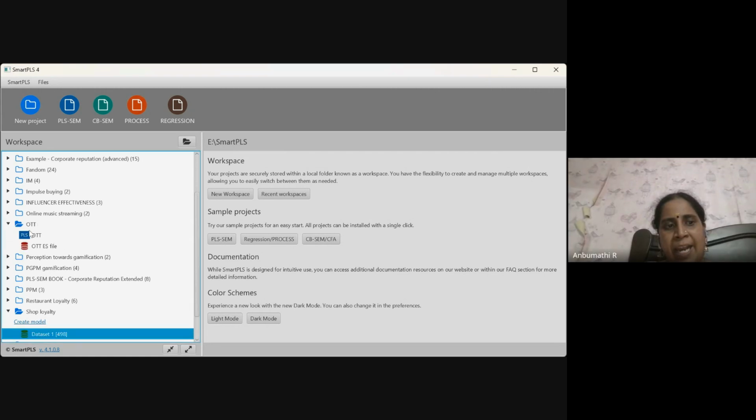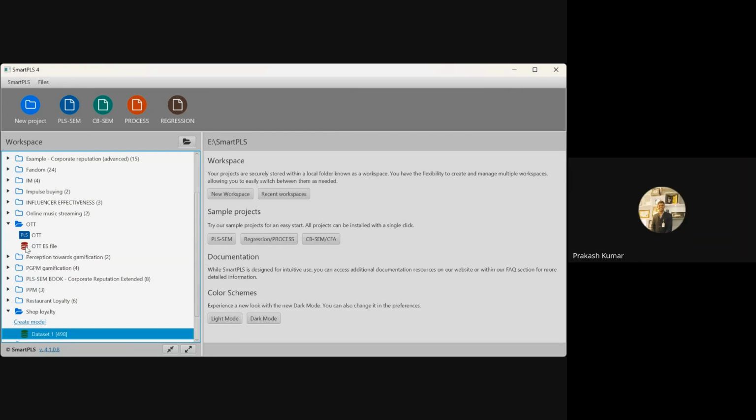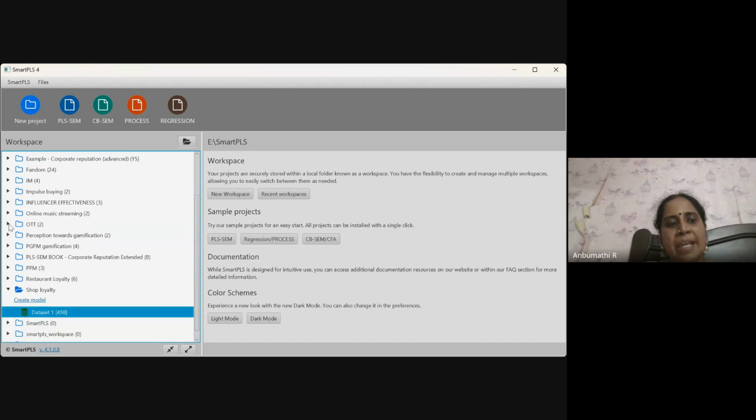That is what the color says. For example, I have one more file called OTT. When I see this file, it is showing in red color. It means that there is some problem. So you can get a confirmation with that color itself. Now we have imported the data set. The next step is we need to create a model.